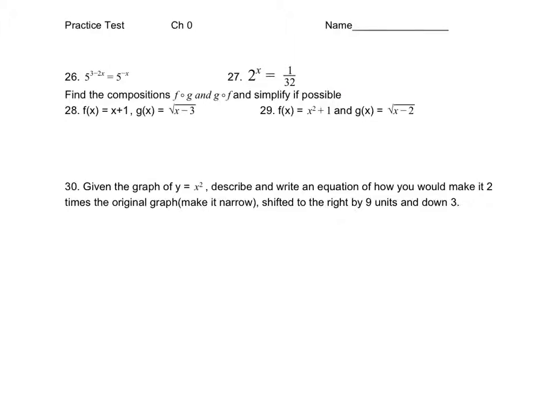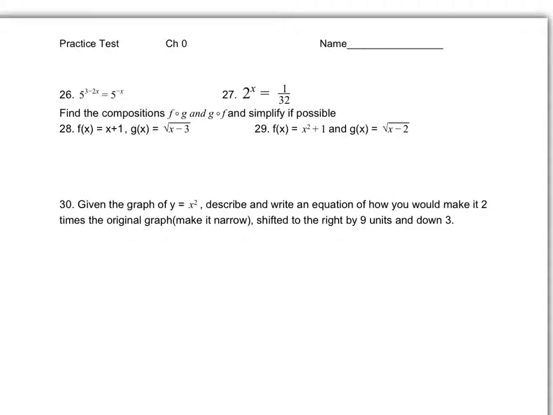Okay, so finally we're looking at 26. You have an exponential equation. In this case, your answer is x equals 3, because your bases are the same, so you use the rule. And 27, 2 to the x equals 1 over 32. So 32, you know, is 2 to the negative 5th. And then when you have the same bases, you can cancel out, and x is just negative 5.